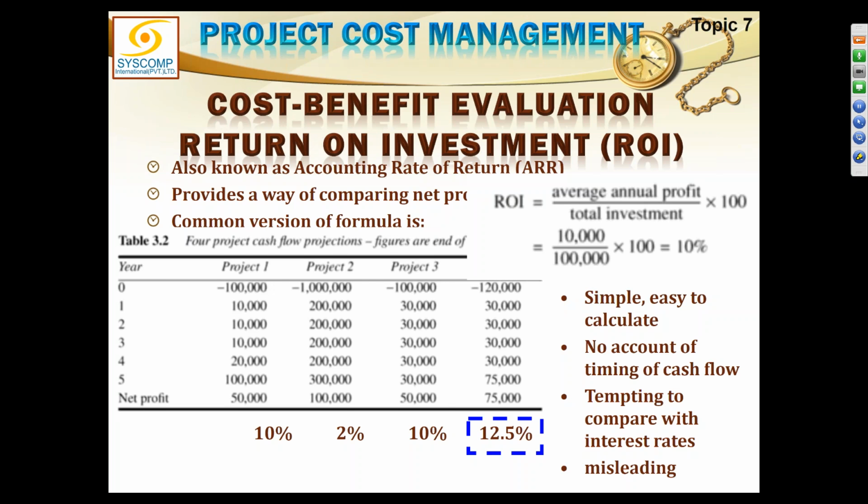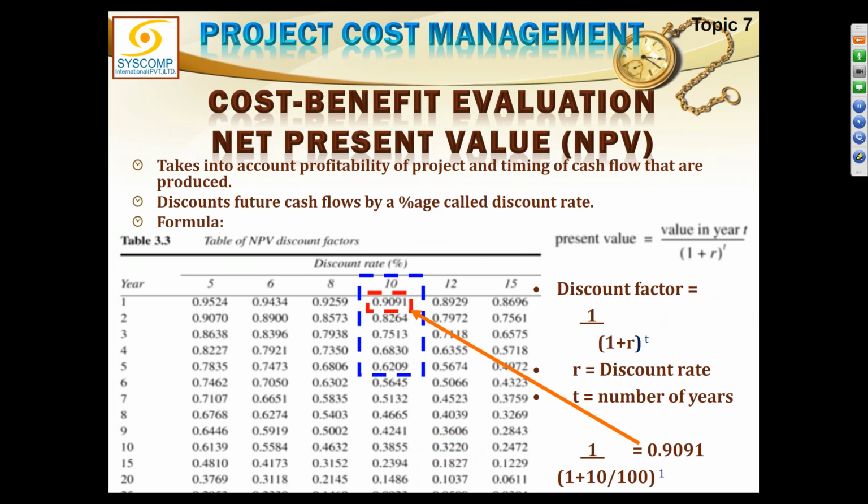What is the next method? The next method is net present value. Now, before I can tell you what the net present value is, I must ask you, do you understand what a compound interest and what a simple interest is?